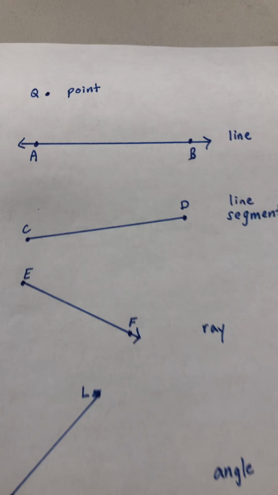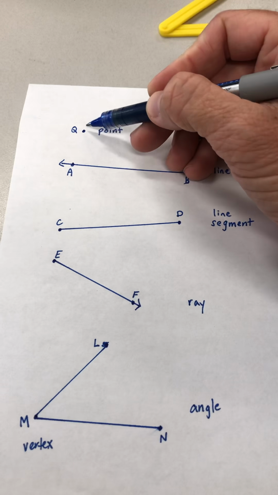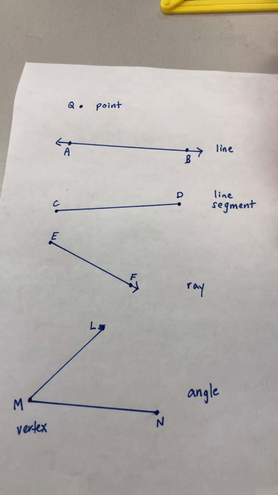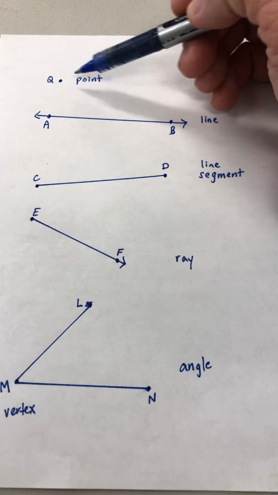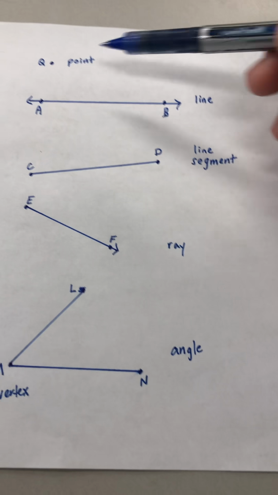Angles are what we're going to start with in geometry, but in order to do that you have to understand a few other things, so we'll start with some vocabulary terms. The first is a point, and a point just names a place on a plane. Our plane today is this piece of paper. A plane is any flat surface. This is a point and we name it with a letter. This is point Q.